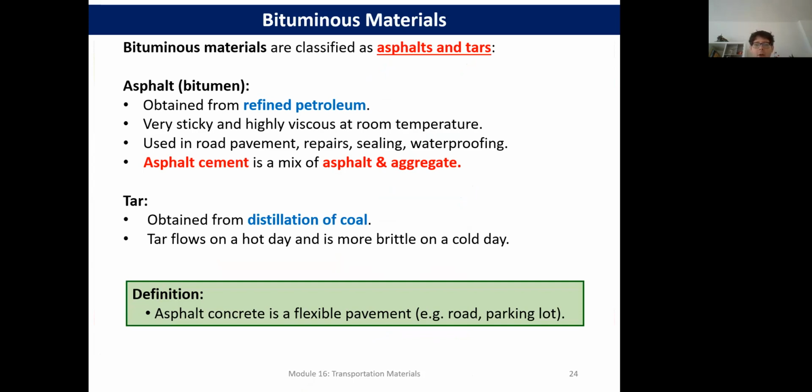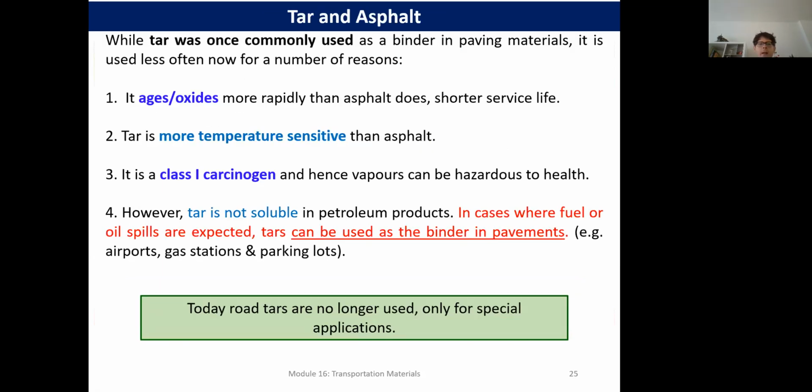And essentially, when we're talking about asphalt cement, we're talking about a mixture of asphalt and aggregate. We no longer really use tar, but certainly this is a material that you may still come across. It's obtained from coal production. It tends to be very brittle on cold days and flowing and fluid on hot days. In terms of asphalt concrete, it tends to be a flexible pavement in a way.